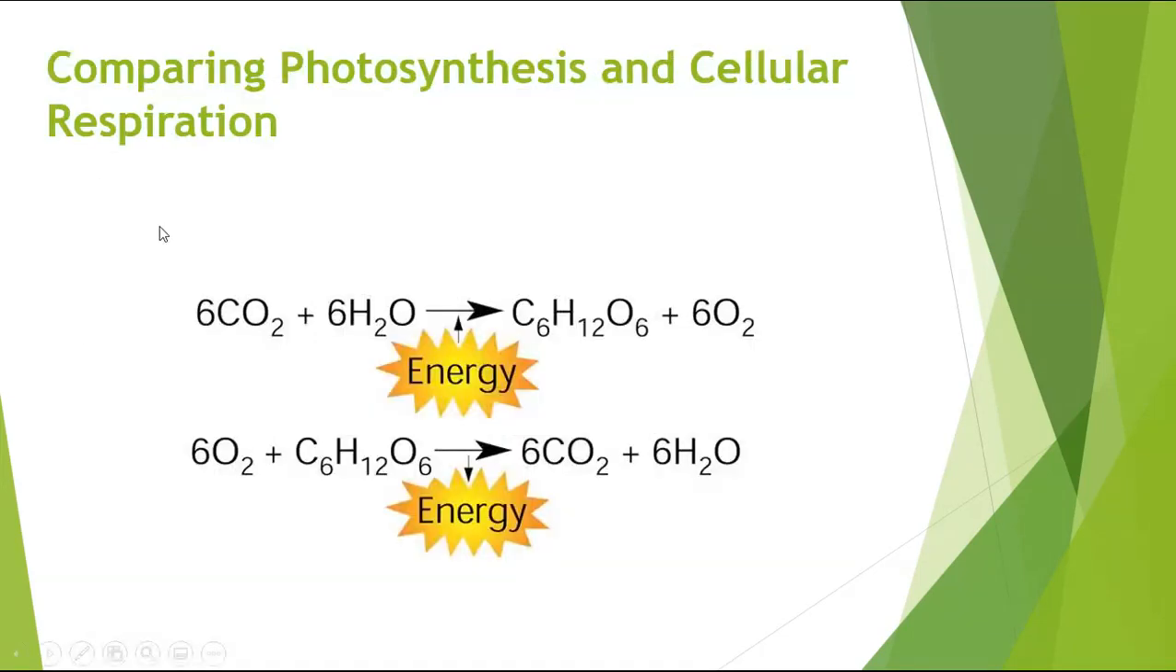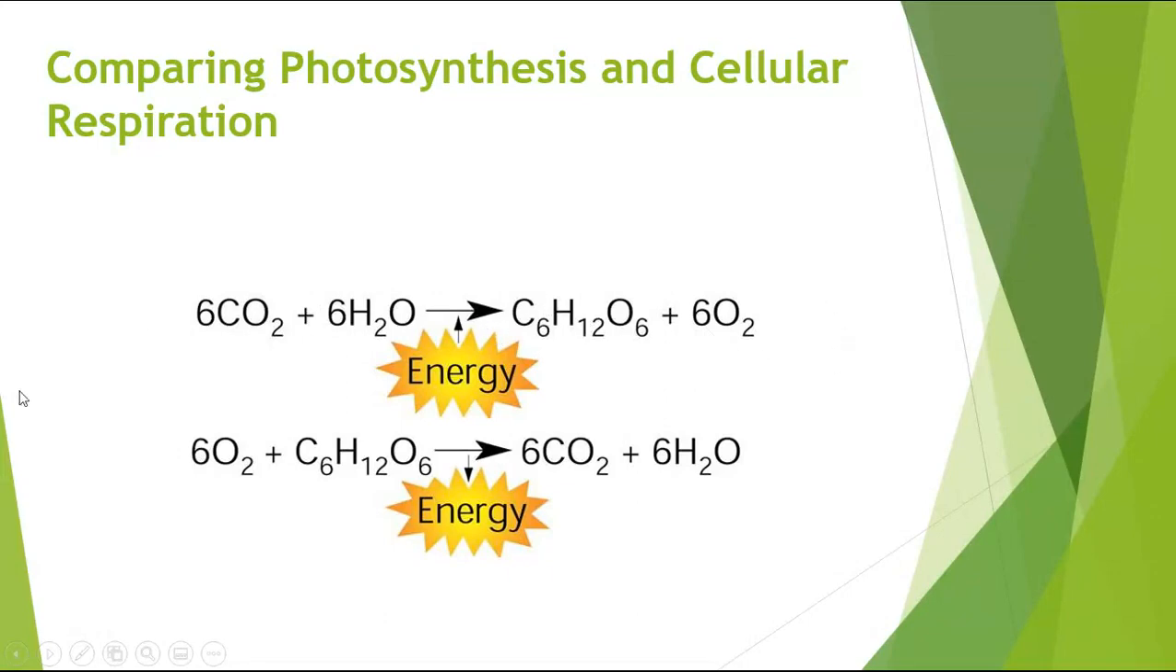Here are the formulas comparing photosynthesis and cellular respiration. If the top one looks a little familiar to you, it should. This is our photosynthesis formula: 6 CO2, 6 H2O, makes a product of C6H12O6 plus 6O2. In other words, carbon dioxide plus water, with a little bit of sunlight energy, is going to make glucose and oxygen. Remember, this is photosynthesis.